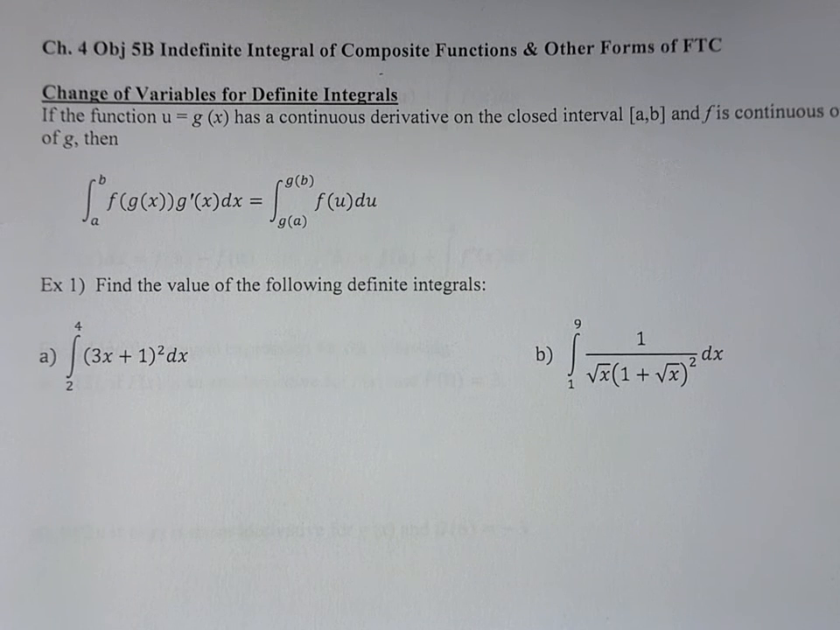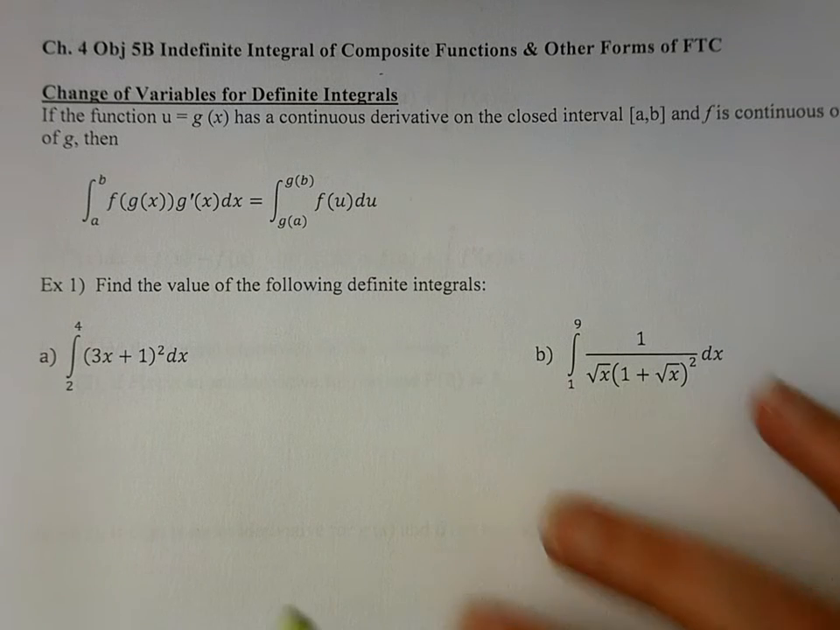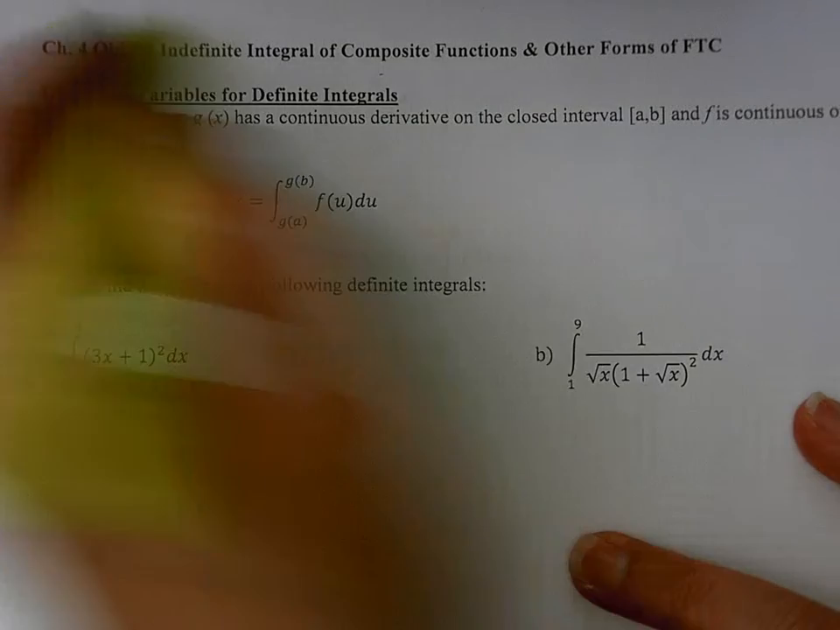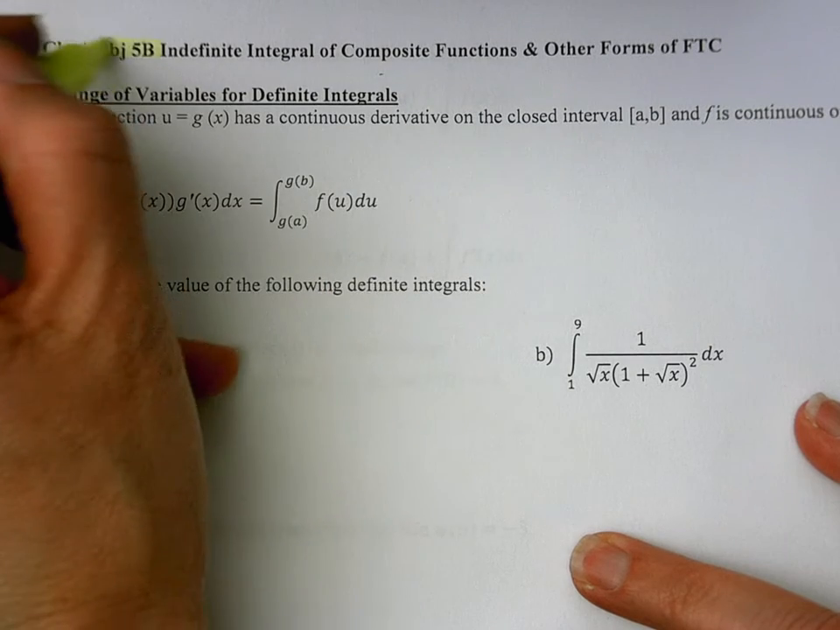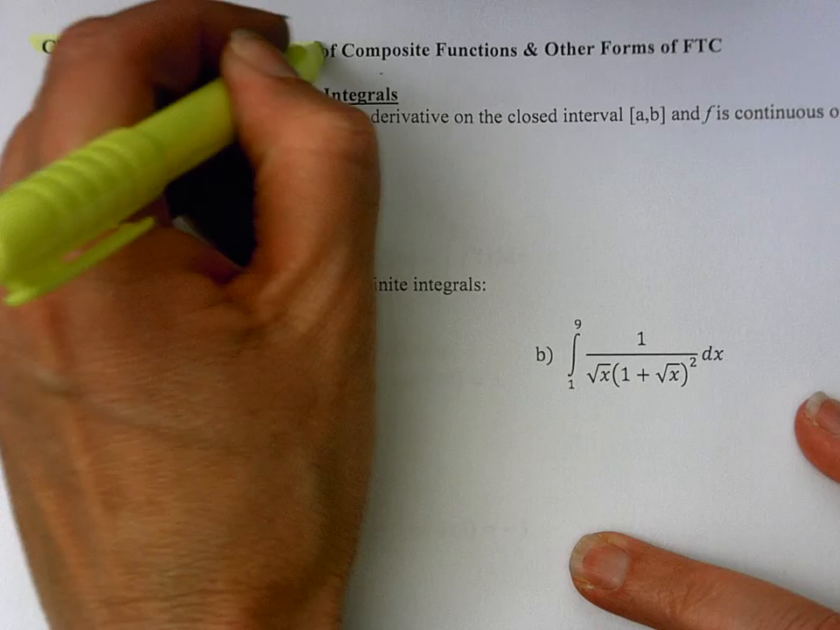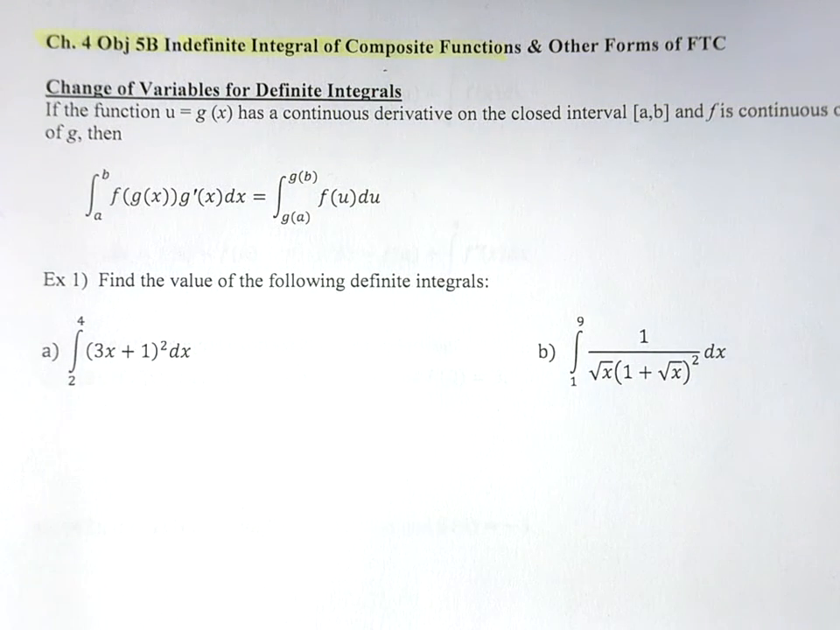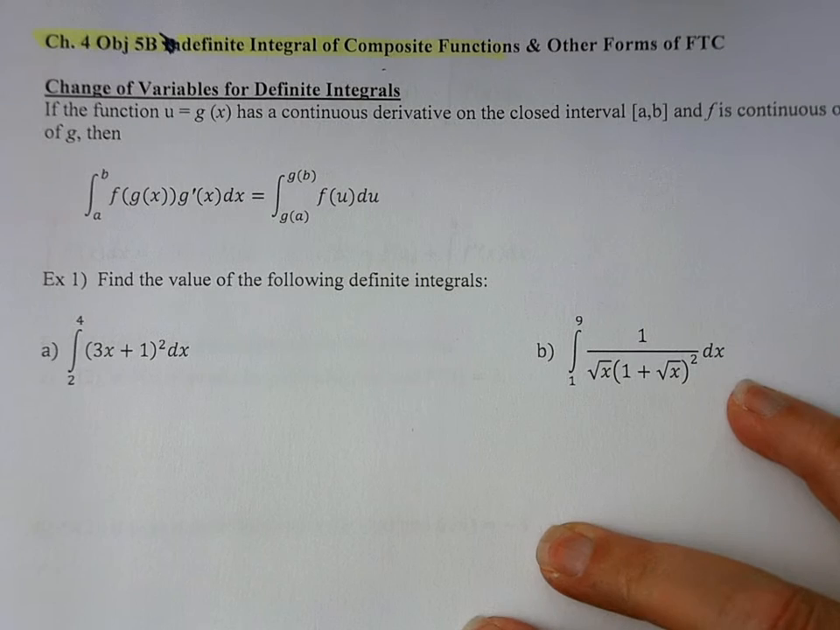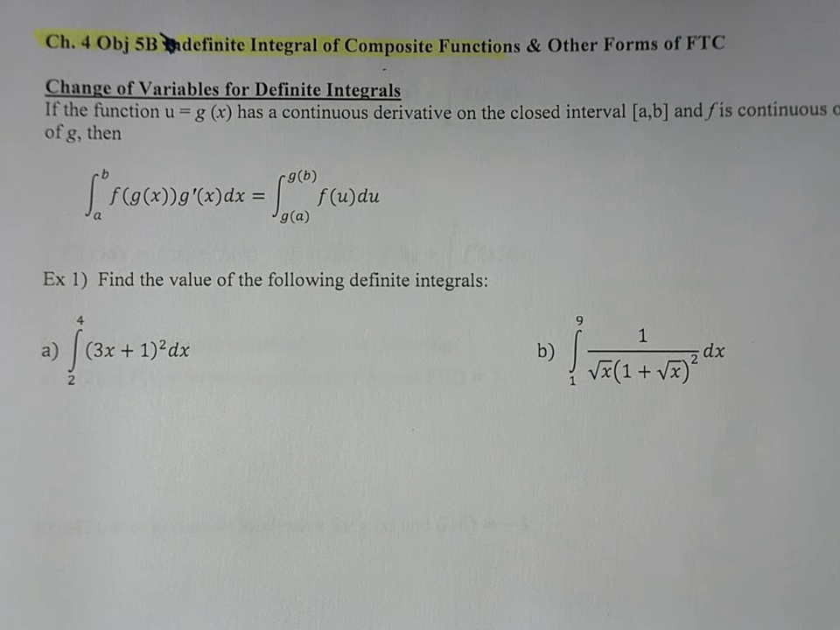All right, so this is finishing up the Chapter 4, Objective 5 lesson on our integrals. So I realize this is an indefinite integral, but we will actually be working with the definite integral of composite functions, and then just also looking at other forms of it as well. Okay, so that would be the definite integral. Okay, so change of variables for definite integrals.